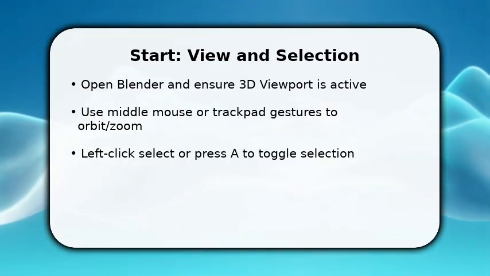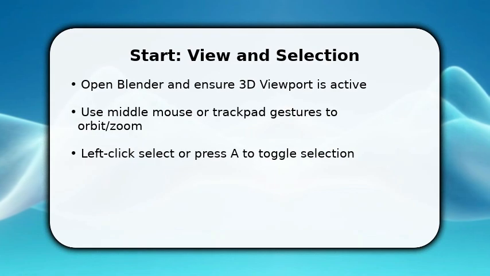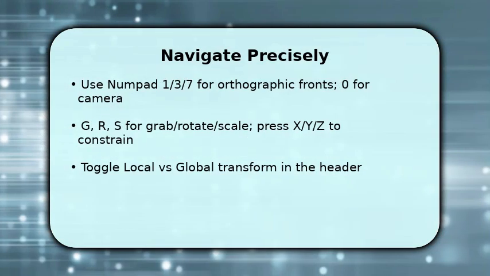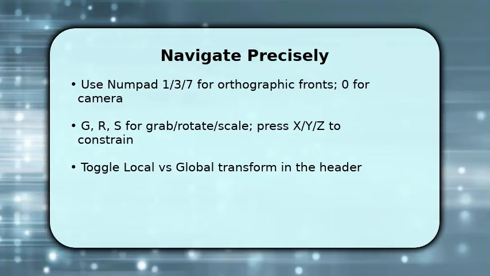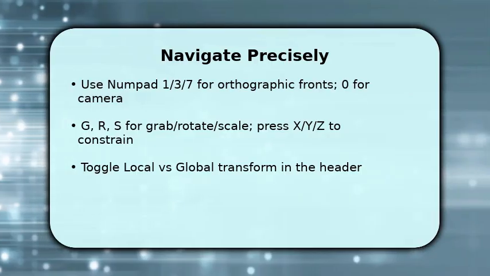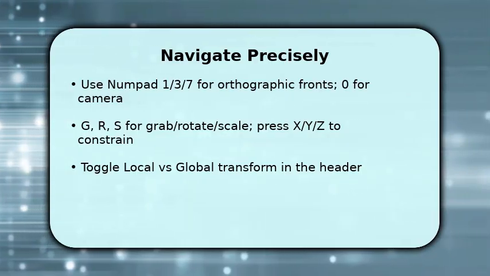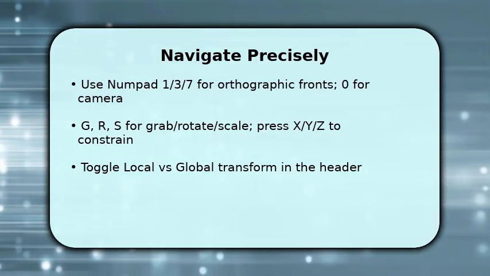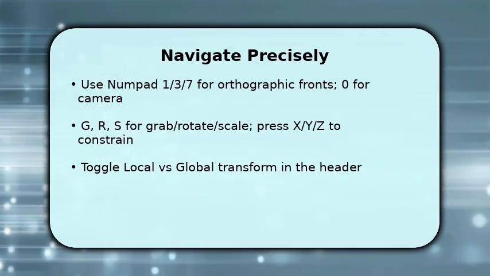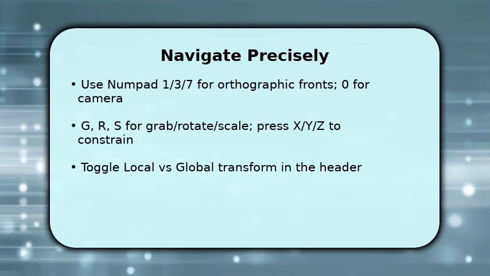Now move with intent. Press numpad 1, 3, 7 for orthographic views and 0 for the camera view so you know orientation. Use G to grab, R to rotate, and S to scale. Type X, Y, or Z after a transform to lock to that axis. Toggle between global and local transform orientations in the header because object behavior changes depending on pivot and orientation.